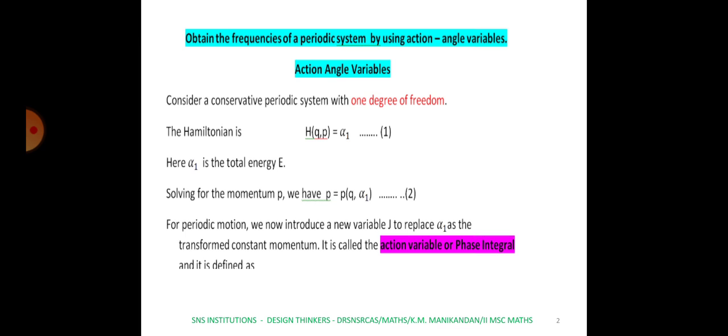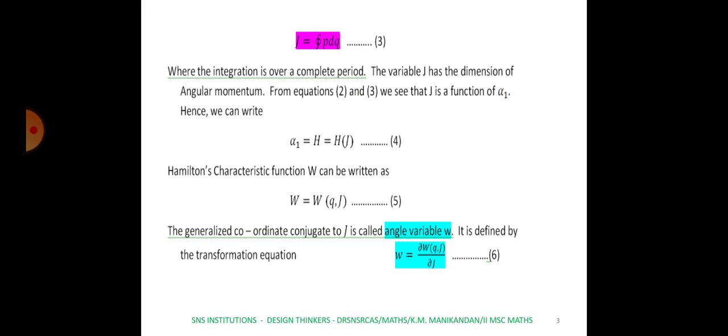Now for a periodic motion, we introduce a new variable J, which replaces alpha 1 as the transformed constant momentum. This variable J is called the action variable or phase integral, and it is defined as J equal to the integral of p dq, where the integration is over a complete period.